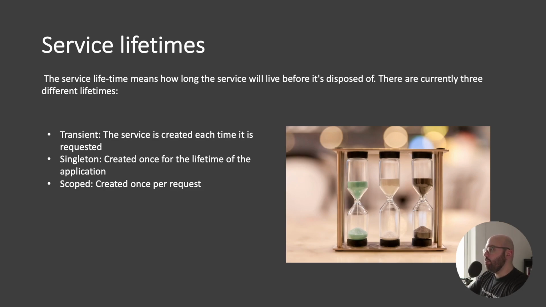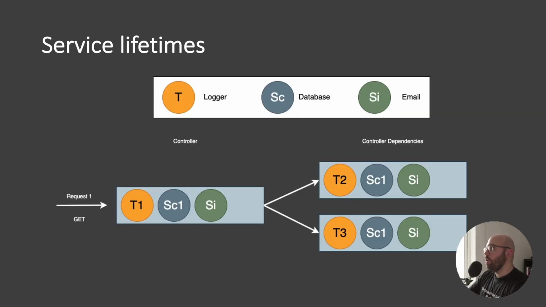Great, now let's see this in more detail. Let's say here we have three services: a logger service, a database service, and an email service. What we did is we put the logger service as a transient service, we put the database as a scoped service, and we put the email service as a singleton service.